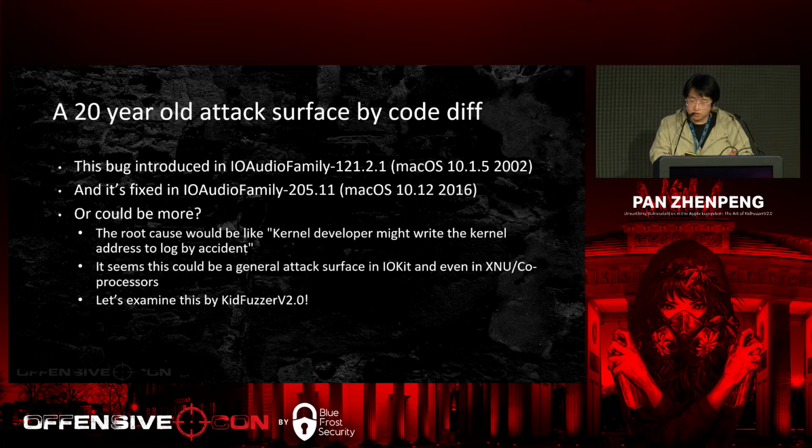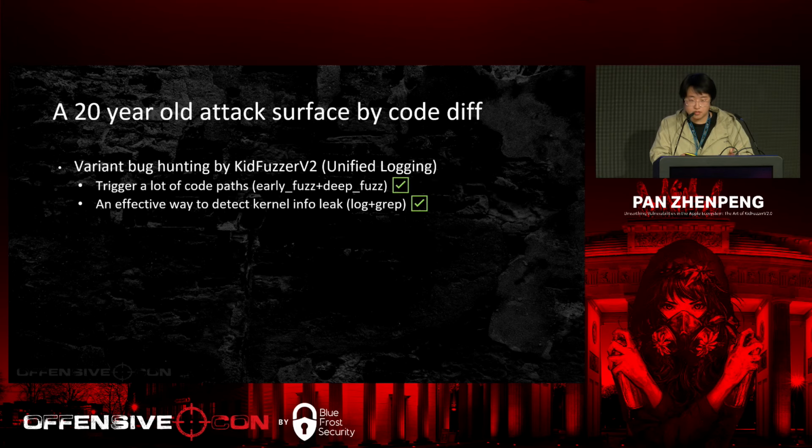Or could there be more? The root cause is that a kernel developer might write the kernel address to a log by accident. I think this could be a general attack surface, not only in IOKit, but also in XNU or coprocessors. So let's examine it. Due to the unified logging mechanism, if you use grep or some static analysis method to just find the address format print, you will find that some are not true hits, because it will just show private. So you must find it dynamically, which means you need a way to trigger a lot of code paths in your target. The fuzzer can do that.